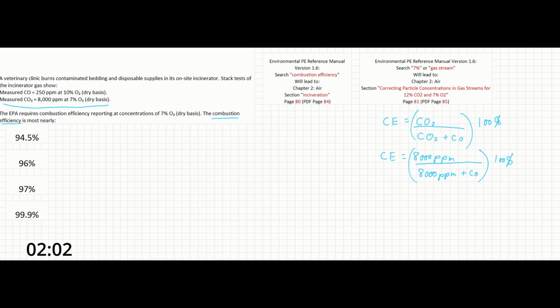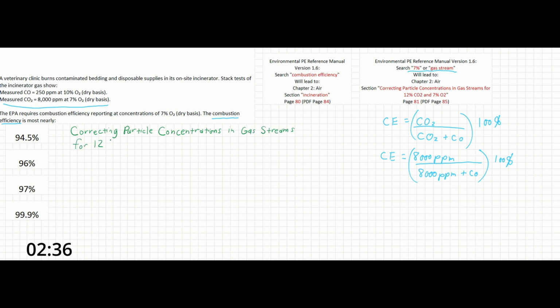So, what about CO? There is another equation we can use from the reference manual as well. If we search for gas stream or 7% in the reference manual, this will bring us to the next equation just a little bit below the first equation. It's titled Correcting Particle Concentrations in Gas Streams for 12% CO2 and 7% O2. Knowing to look for this equation might not be obvious at first.